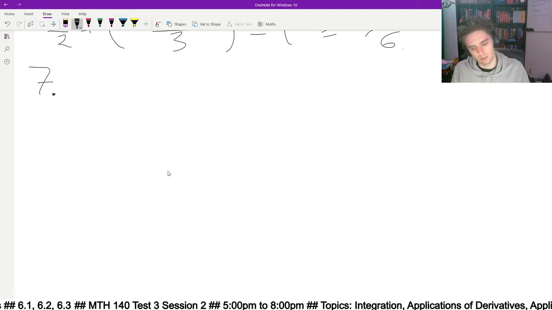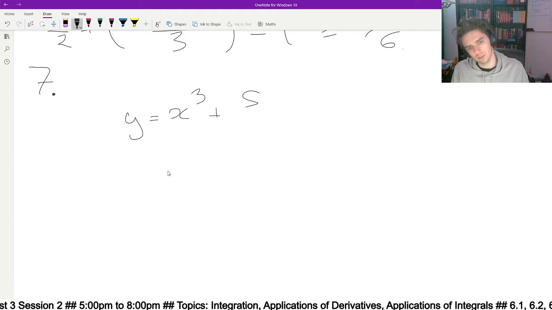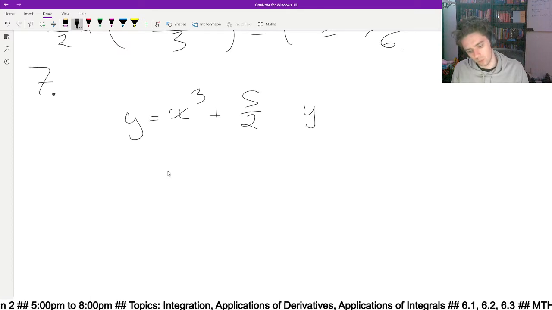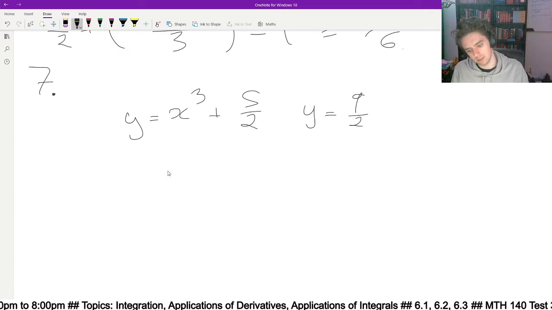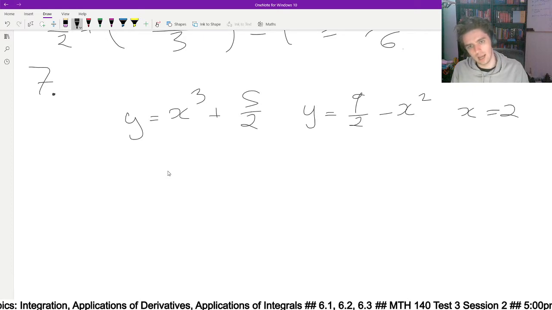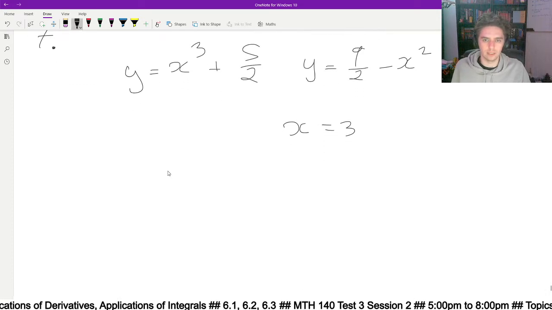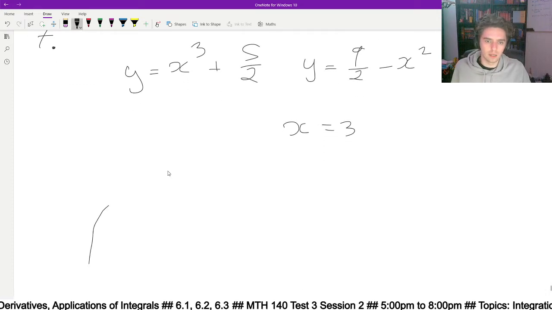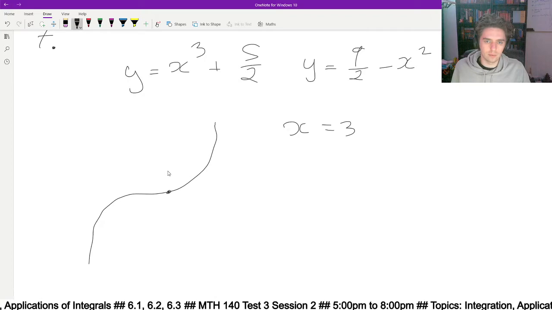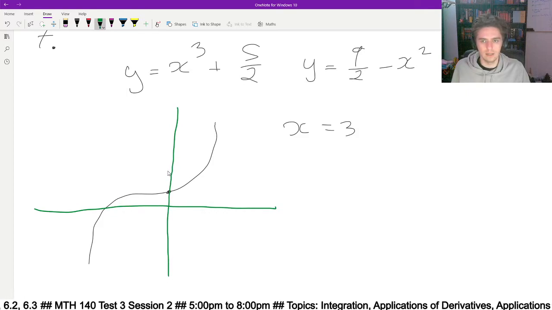Okay. So the region is bounded by y equals x cubed plus 5 over 2, y equals 9/2 minus x squared, x equals 2. And we're rotating about x equals 3. So let's try to draw this. This would be about like that, right? Where this is our x and y axis.